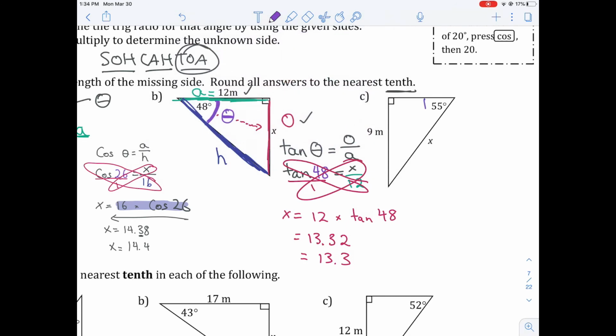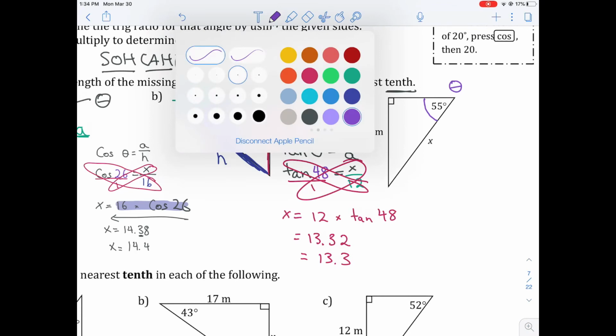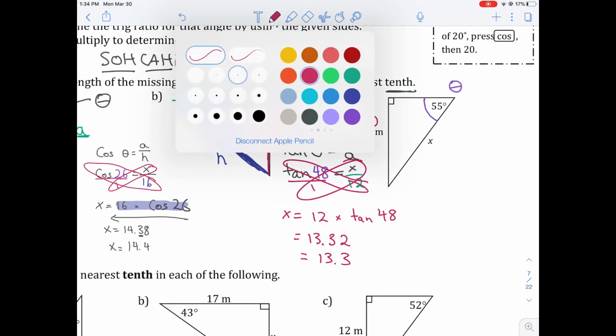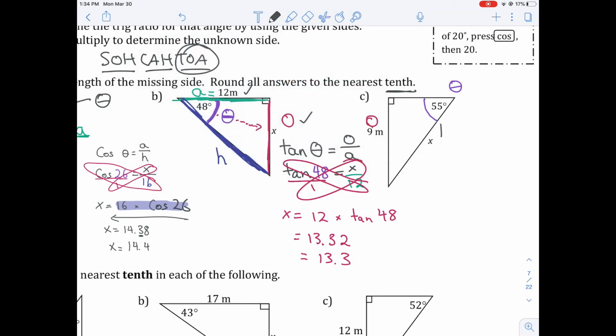So let's do that one last time. Here's my angle, theta. So therefore, 9 is going to be my opposite, and x is going to have to be my hypotenuse because it's the diagonal from the 90 degree. Which one would link the opposite and hypotenuse together? That would have to be sine. So sine theta equals opposite over hypotenuse.